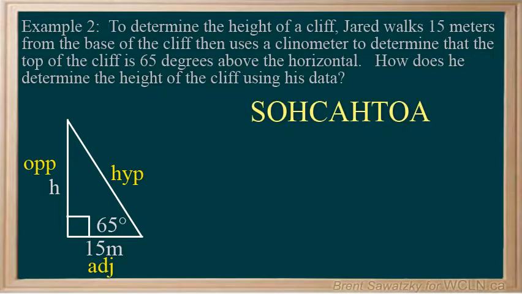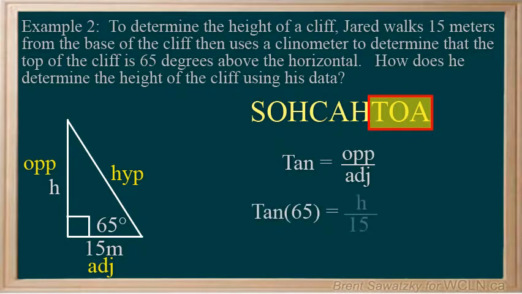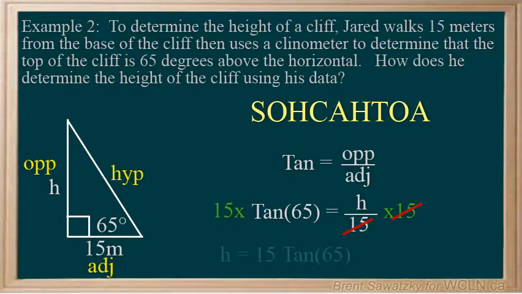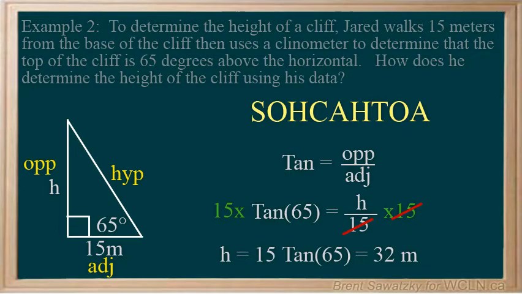Thinking SOHCAHTOA. Looking at the SOHCAHTOA and knowing that we want to use opposite and adjacent, tan is the ratio we would need. Tan of 65 equals h over 15. We're dividing by 15, so to get h by itself, let's multiply both sides by 15, and we get h equals 15 tan 65, or 32 meters. The cliff is 32 meters high. Now, had they included Jared's height in the original question, we could have added that to our answer and got a more accurate answer for the height of the cliff.